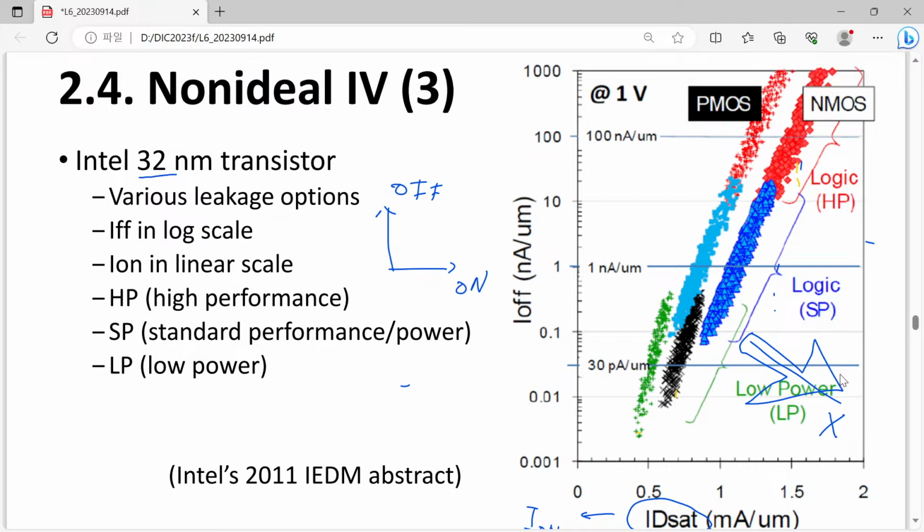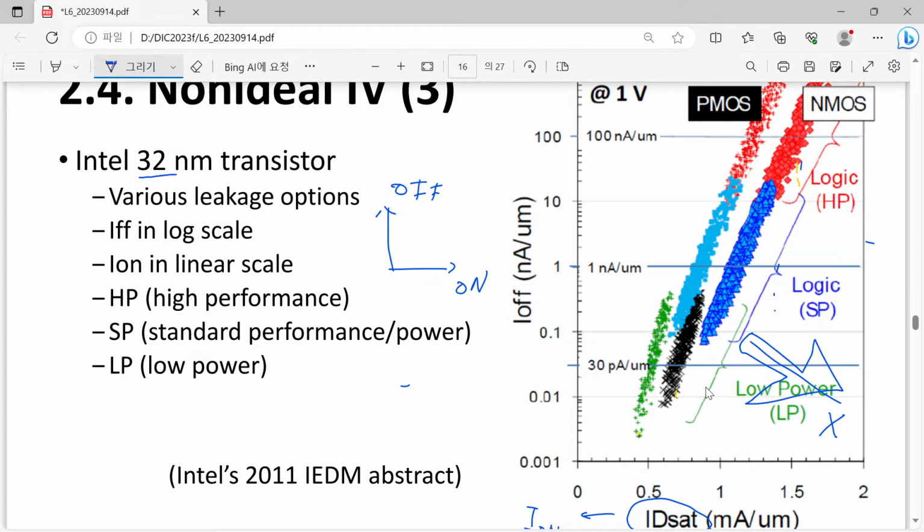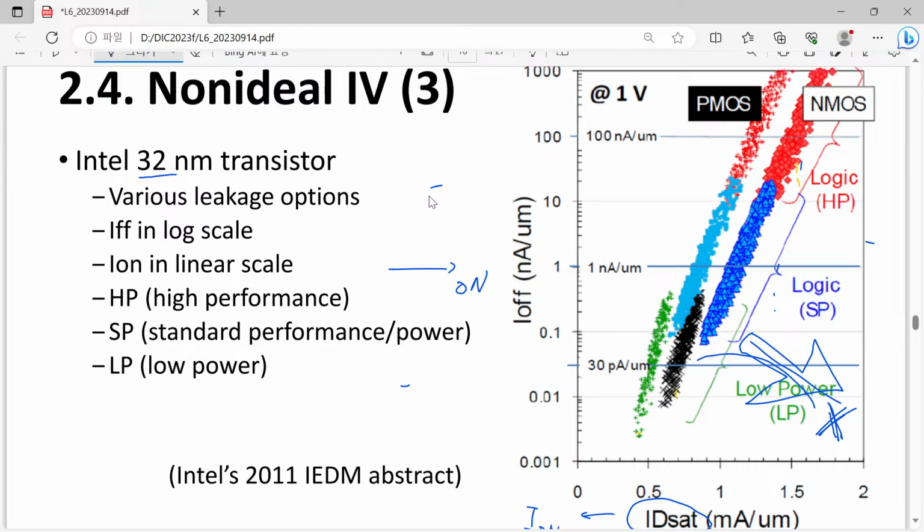So this is a better way when you develop a new technology compared with the previous technology. You draw this off and on diagram. Then you find that your technology is now located here. Then you say that, oh, our current technology is better than the previously available one. Okay, that is really interesting.